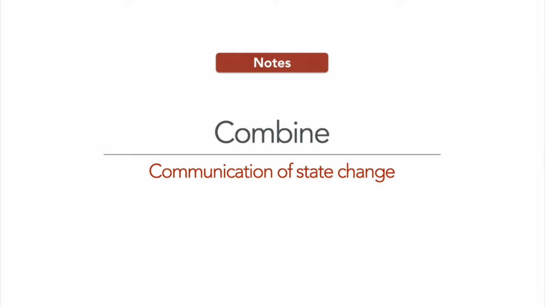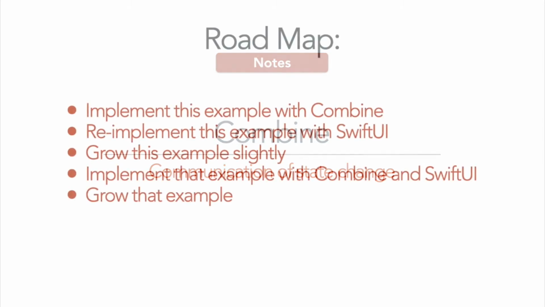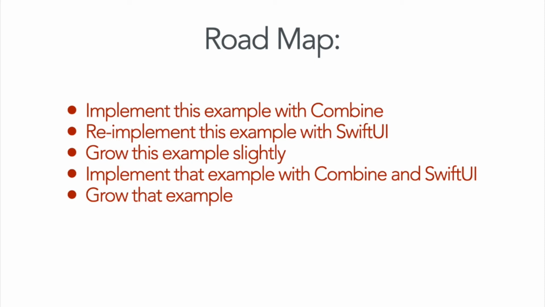Combine takes these changes in state and communicates with those pieces that need to know about these changes in state. And so we're going to take a look at the SwiftUI and the Combine ways of looking at the world that build on this example. So here's a slight roadmap. We're going to re-implement this example that you've just seen with Combine. We'll implement it one more time with SwiftUI, and then we're going to grow the example slightly.